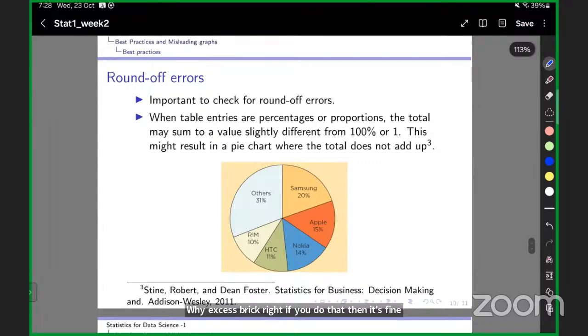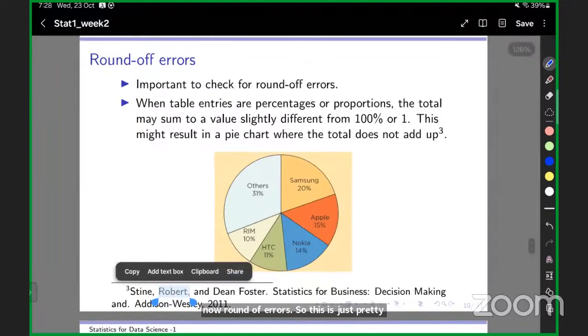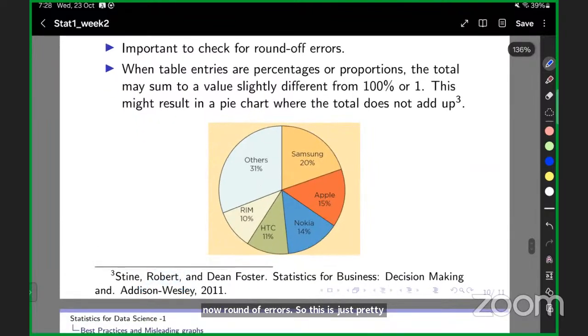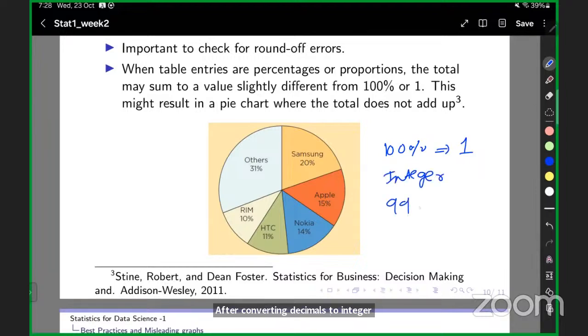Now, rounding errors. This is a pretty common mistake. Sometimes people convert decimals to integers and forget that the summation should be 100%, or 1. But after converting decimals to integers, it might become something else, maybe 99 or 101 or 102. It can become anything, but that's a mistake. They should not do it.